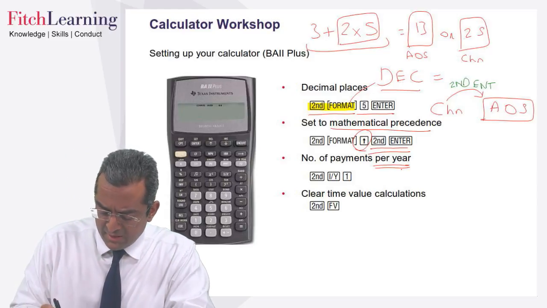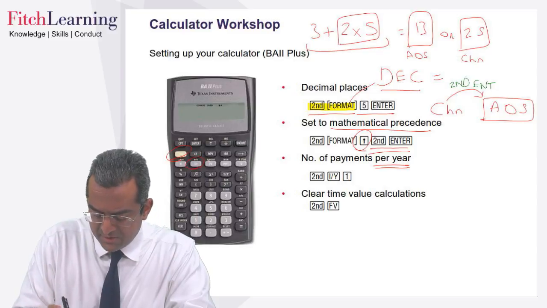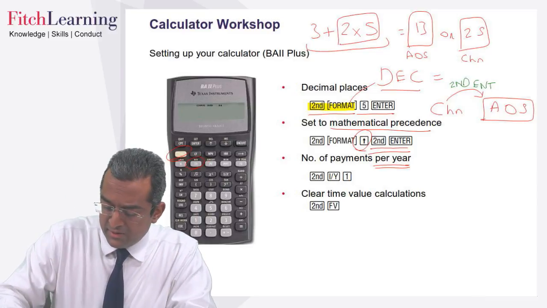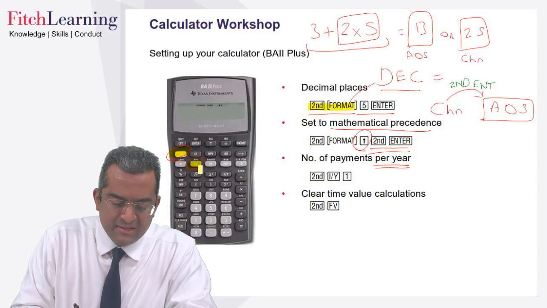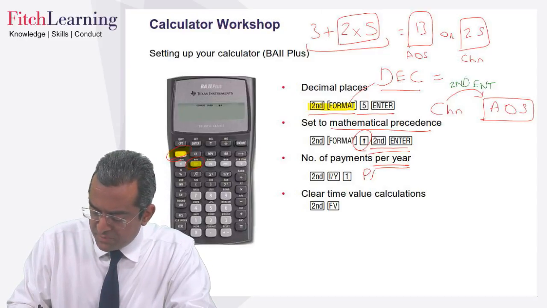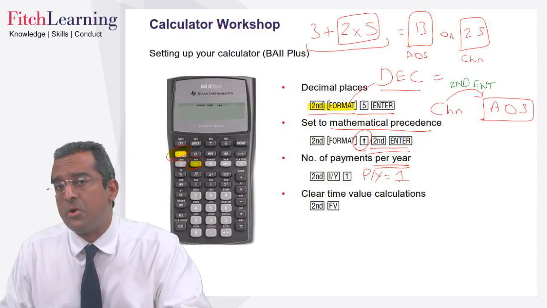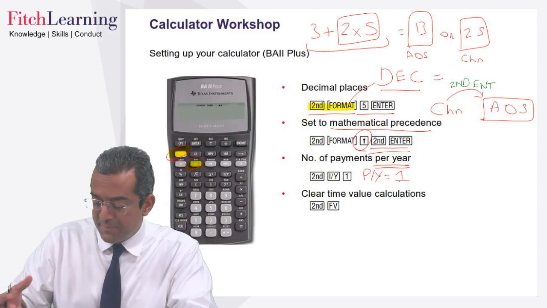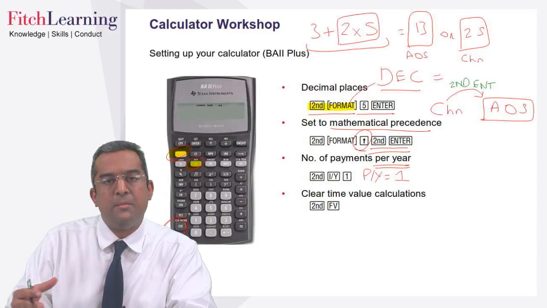For payments per year, you press the second button and the yield button, the IY, interest rate or yield. That automatically should say payments per year equals 1. If you want to change that, you can do so by overwriting at the appropriate time. By the way, to come out of these settings, you press clear work to come back out to a regular normal screen.